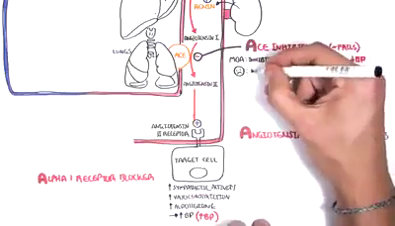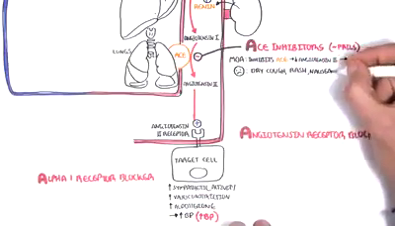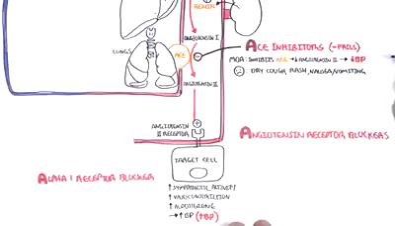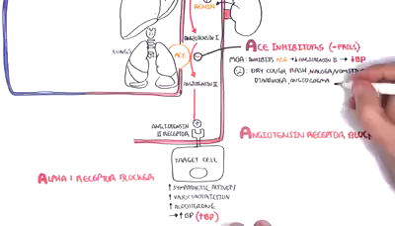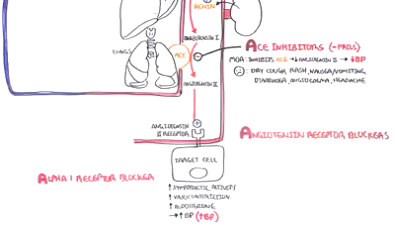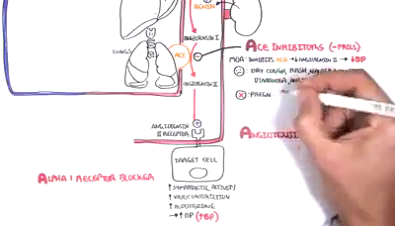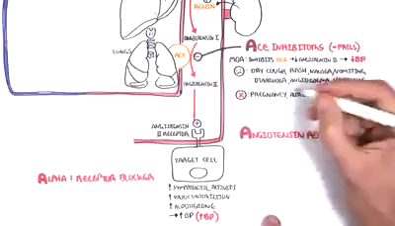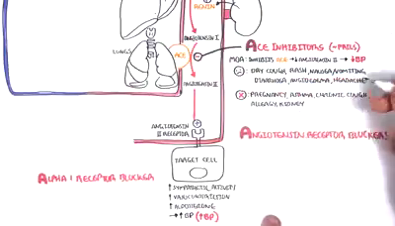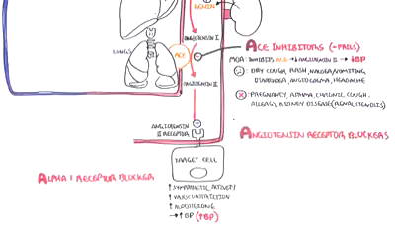Some side effects of ACE inhibitors include a dry cough, a rash, nausea, vomiting, diarrhea, angioedema, and headache. There are contraindications to using ACE inhibitors, relative or absolute, and these include being pregnant, having bad asthma, chronic cough, being allergic to ACE inhibitors, and having a kidney disease, particularly renal stenosis.